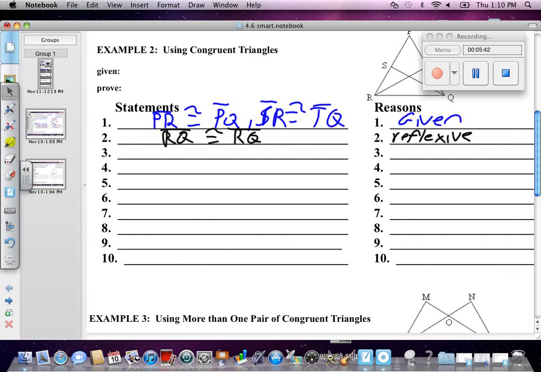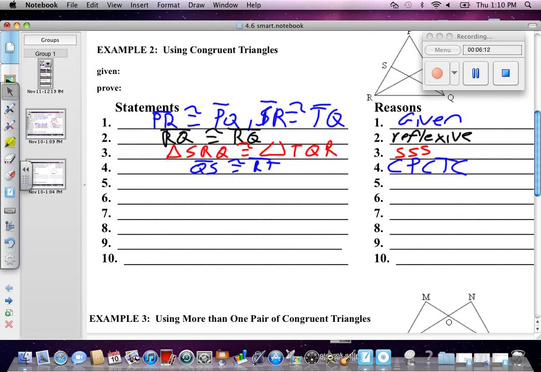All right. So then we say that the triangles are congruent to each other. Triangle SRQ is congruent to TQR by side-side-side. Therefore, QS is congruent to RT by what? CPCTC.